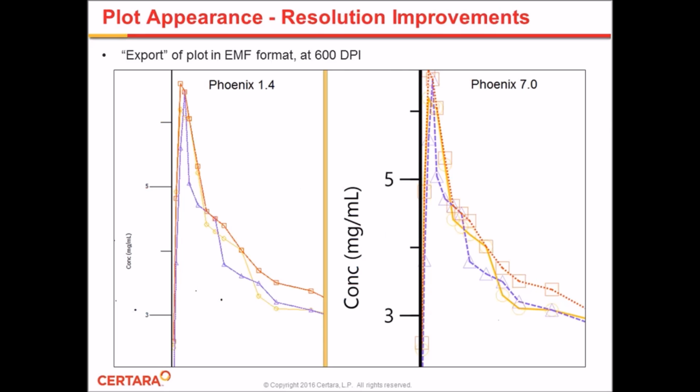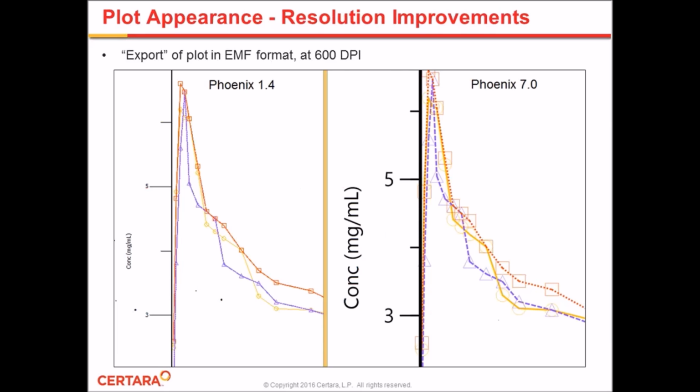So now we're going to move on to plot appearance and how we've improved the resolution of the plots. And I'm going to give a few different examples. So this is an example of exporting a plot in EMF format at 600 dpi. I've done the same thing in Phoenix 1.4 and in 7.0, and here I'm showing them side by side.